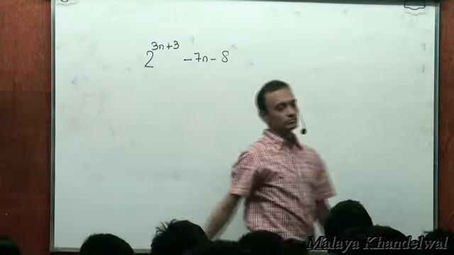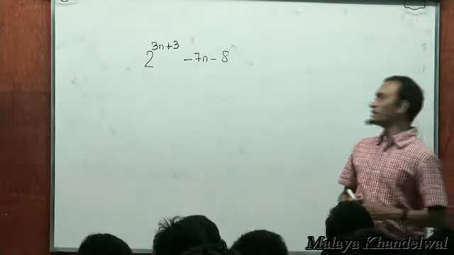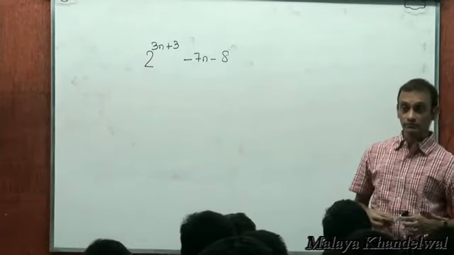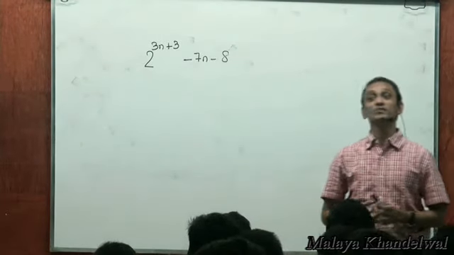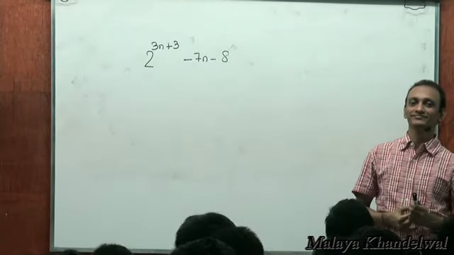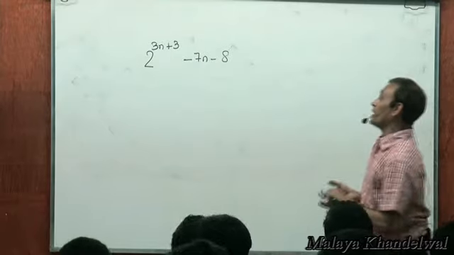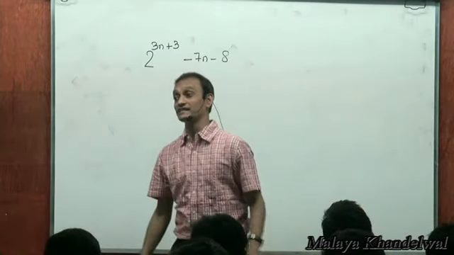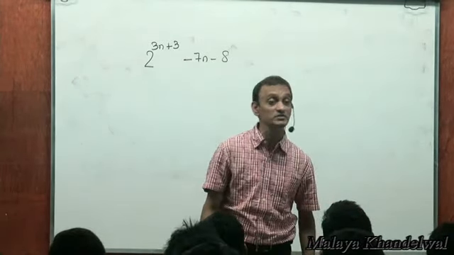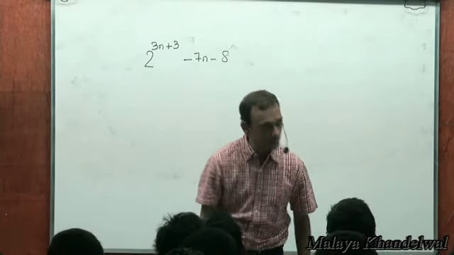Suppose this expression, 2 to the power 3n plus 3 minus 7n minus 8. I want to see if it's divisible by 49. I want to check if it's divisible by 49. Clear?